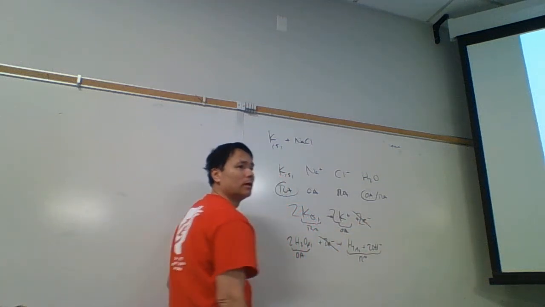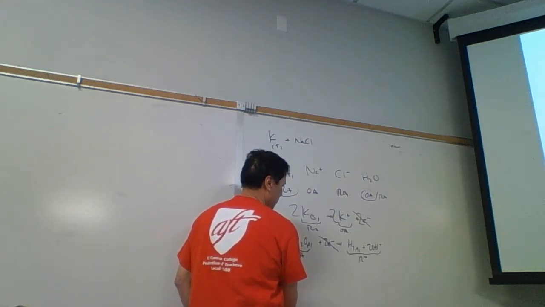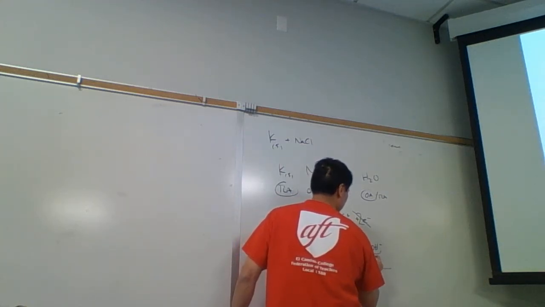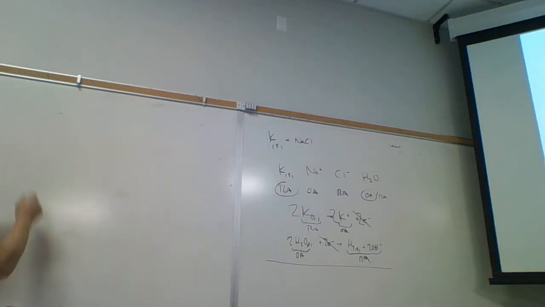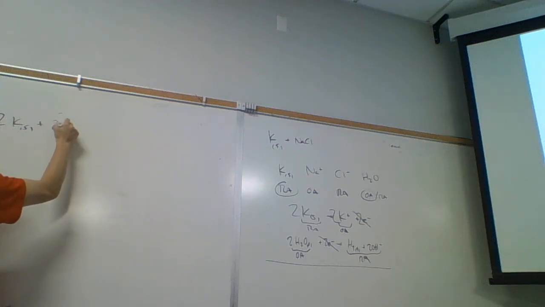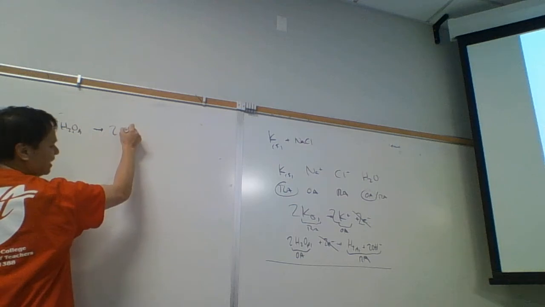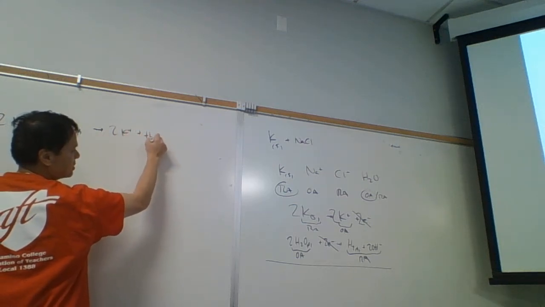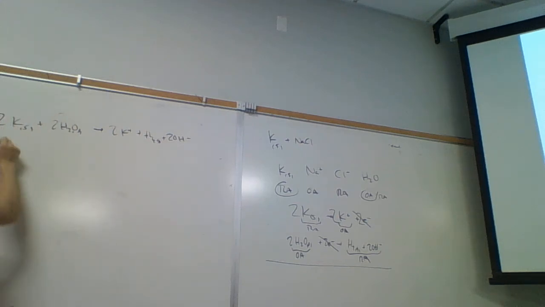And then what do we do? Well, maybe you haven't had a chance to review the example we did yesterday. But we add them together. And so when we add them together, we have 2 potassium solid plus 2 H2O liquid yields 2 potassium ions plus H2 gas plus 2 hydroxide. And then we look for a driving force.